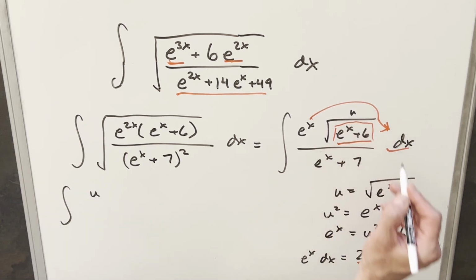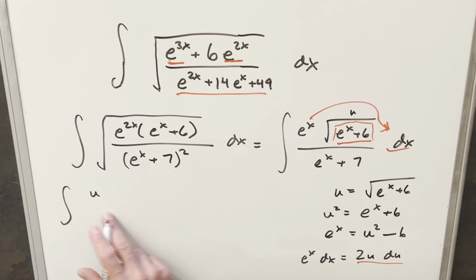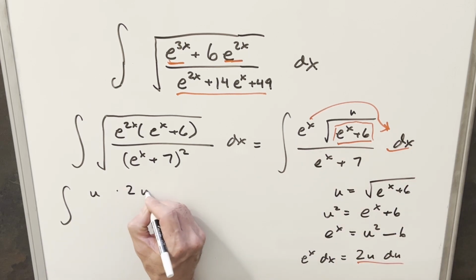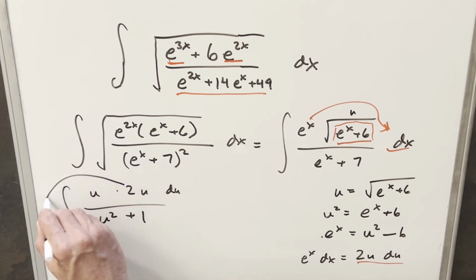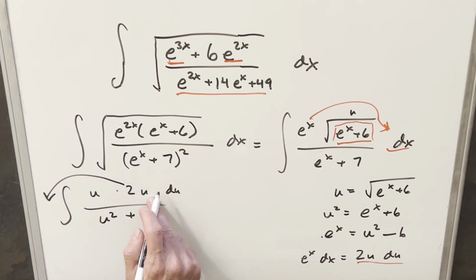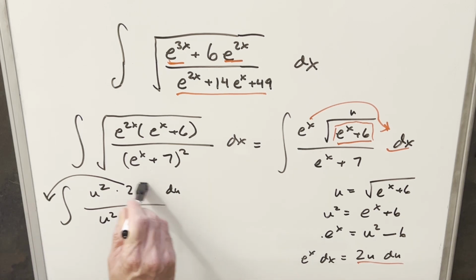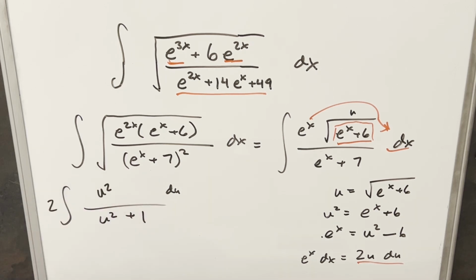This value here is just u, so we're going to have u in the numerator. Again, this e to the x dx is going to be times 2u du. So in the denominator, substituting in for e to the x, we're going to have u squared minus 6 plus 7. That's going to give me u squared plus 1. And then from here, I'm just going to take this 2, let's bring that up front. We'll multiply u times u and get a u squared. But let me just clean this up so it looks right. Okay, so now we're just integrating u squared over u squared plus 1.